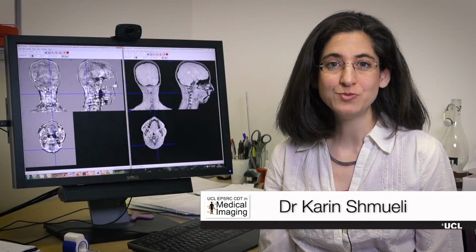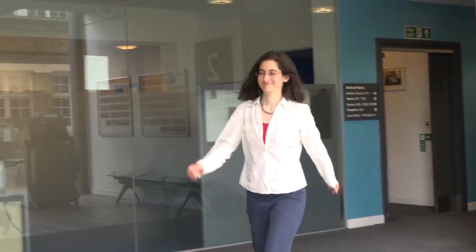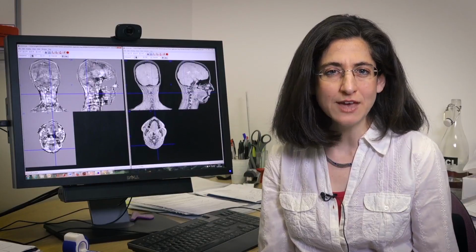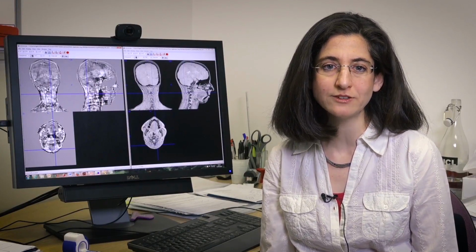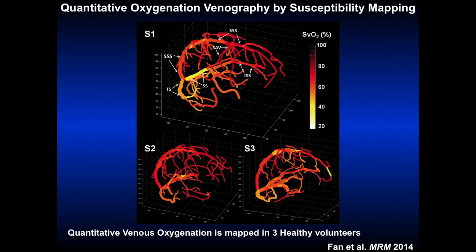My name's Karin Shmueli and I'm a lecturer in magnetic resonance imaging here in the Department of Medical Physics and Biomedical Engineering at UCL. So Steve gave you the clinical context for this project, and we're looking at tumours that have very low oxygen levels, and that's really important because it means that they often don't respond to radiotherapy. The long-term challenge is to determine the oxygenation levels inside tumours non-invasively.